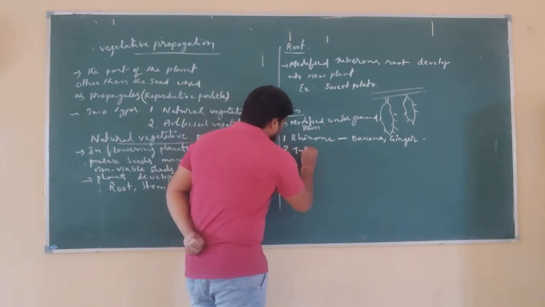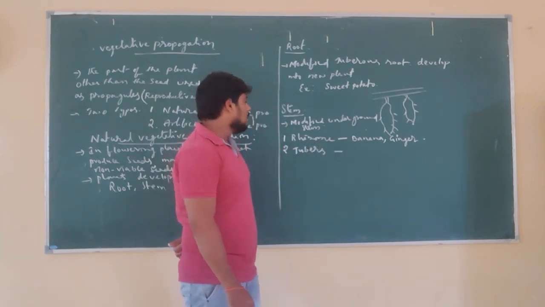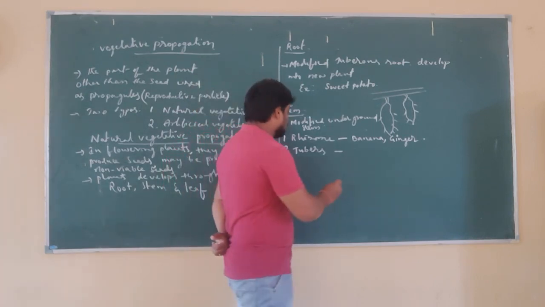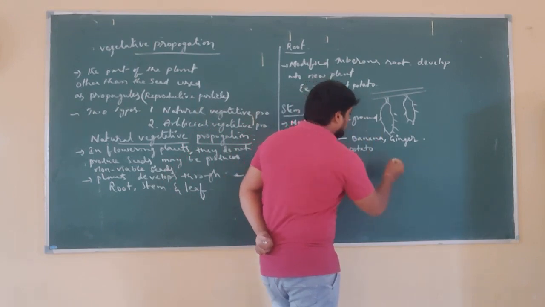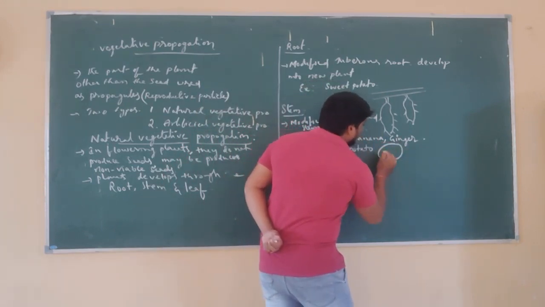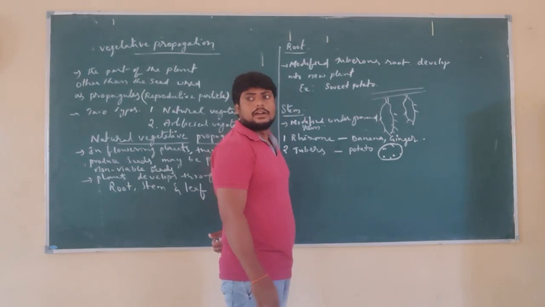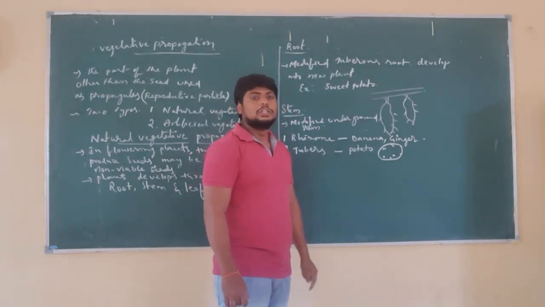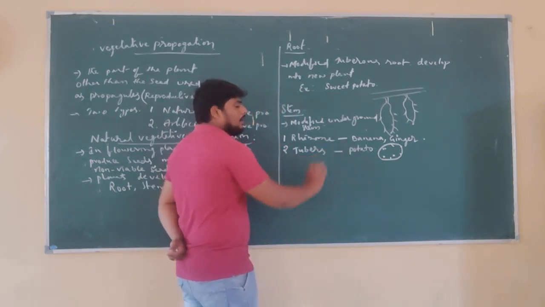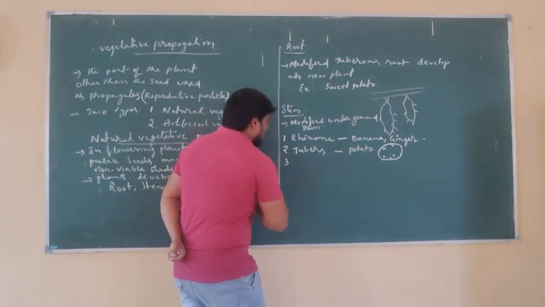Next, tuberous stem. Tuberous stem is nothing but a potato. If you observe the potato, you can find small dots, bud-like structures. What do we call them? Eye buds. These eye buds are used to produce a new plant. That's why it is called a stem. Potato is called a stem. That is tubers.